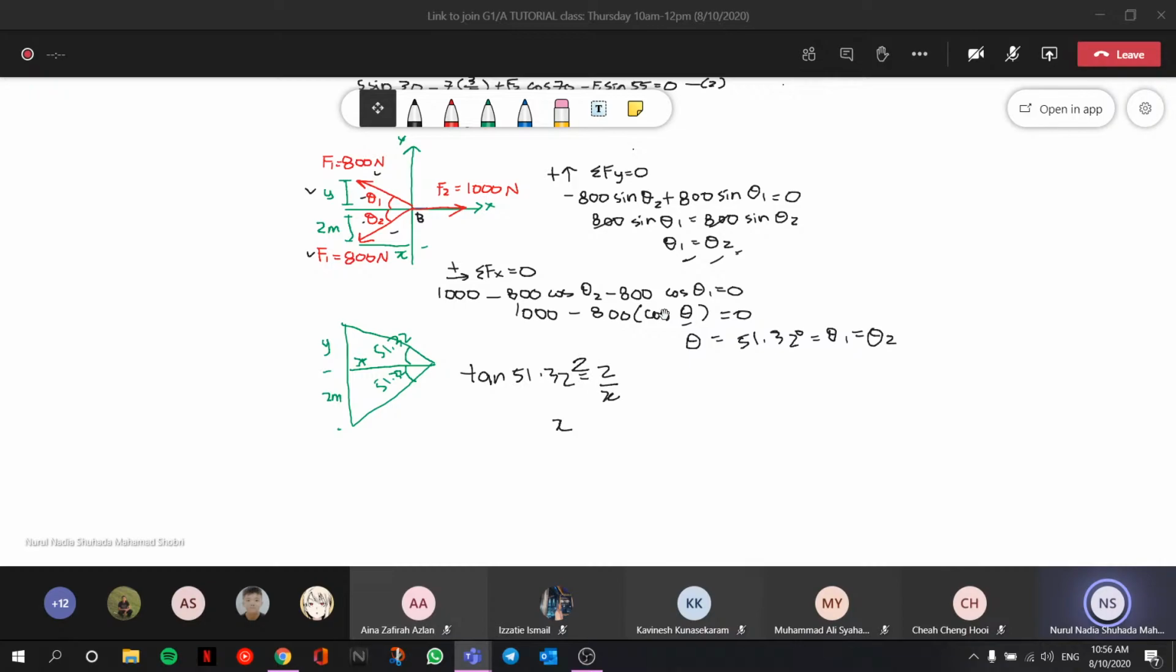So when you solve this, you will get 1.6 meter. So this one is 1.6. Okay. So this is the answer to question number 2: X equal to 1.6 meter, Y equal to 2 meter.